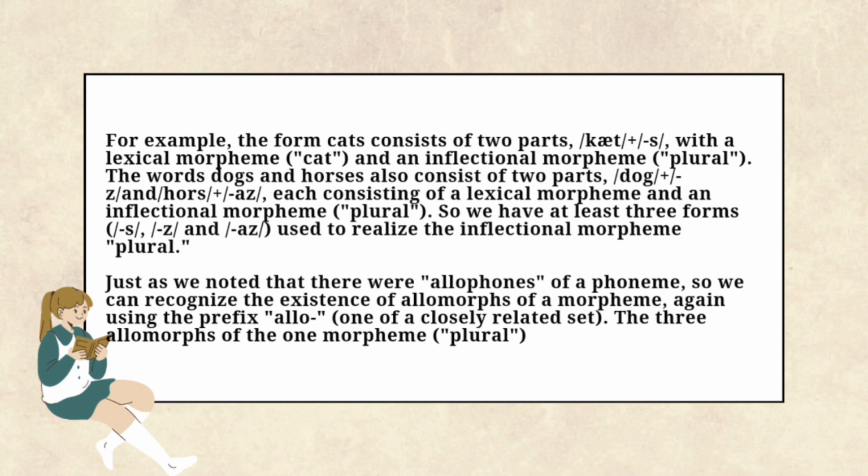Just as we noted that there were allophones of a phoneme, so we can recognize the existence of allomorphs of a morpheme. Again, using the prefix allo, one of a closely related set, these are the three allomorphs of the one morpheme plural.